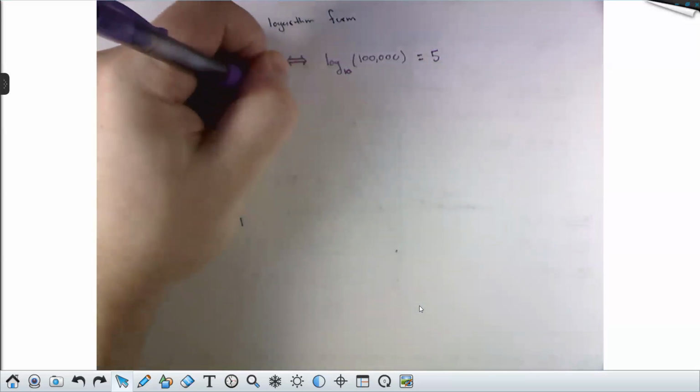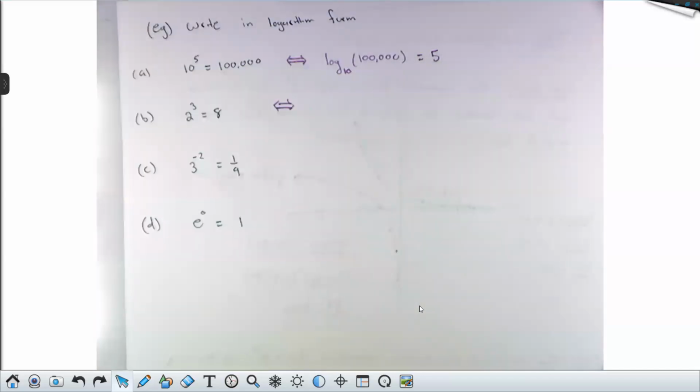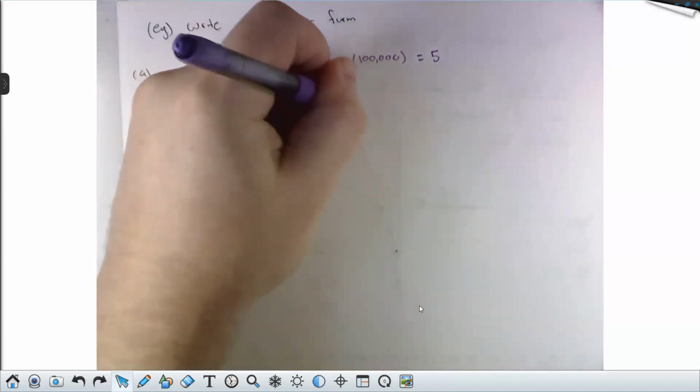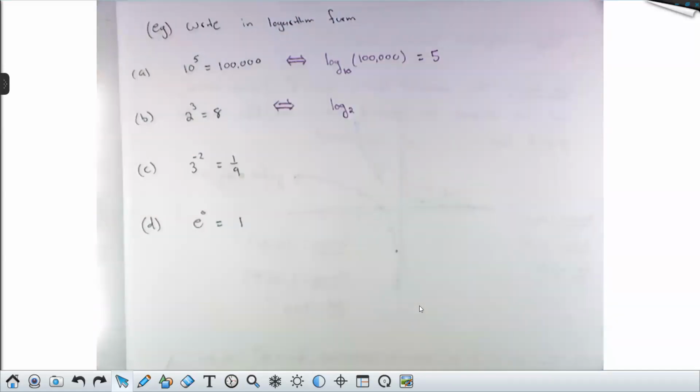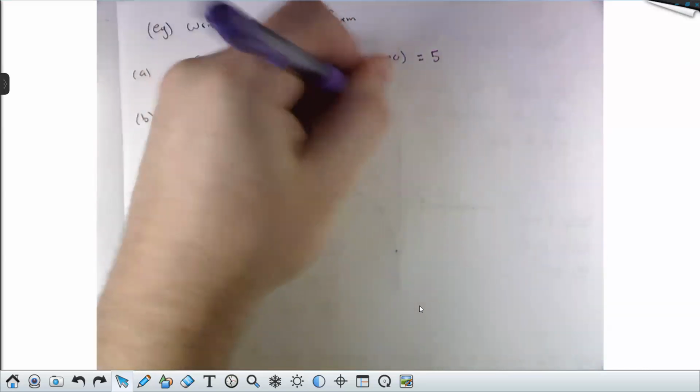Let's look at the next one. 2 cubed equals 8. That's a statement about the base 2 exponential. So if I want to rewrite this as a statement about logarithms, it would be a base 2 logarithm. And we would say that the base 2 logarithm of 8 is equal to 3.